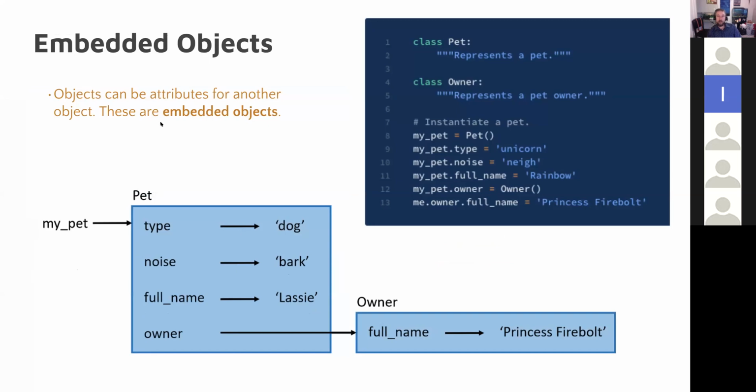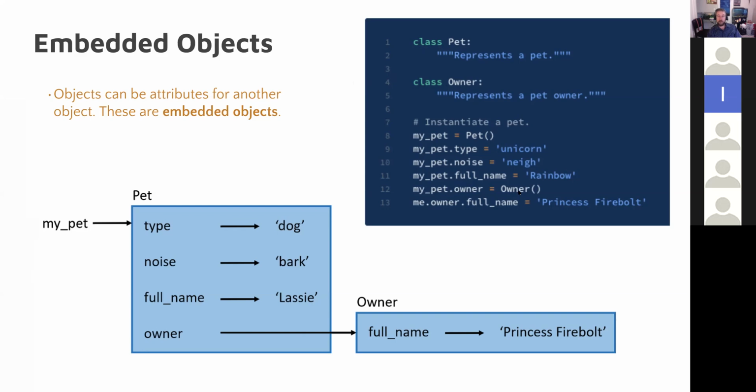So we can also have what are called embedded objects. Just like we can have lists of lists, we can have dictionaries of dictionaries, and we can have objects that include other objects. We would say that these are called embedded objects. Here we have defined two classes, a pet and an owner. Inside of that pet object, we can have a variable that contains a link to that owner object, and that allows us to manipulate that owner object.